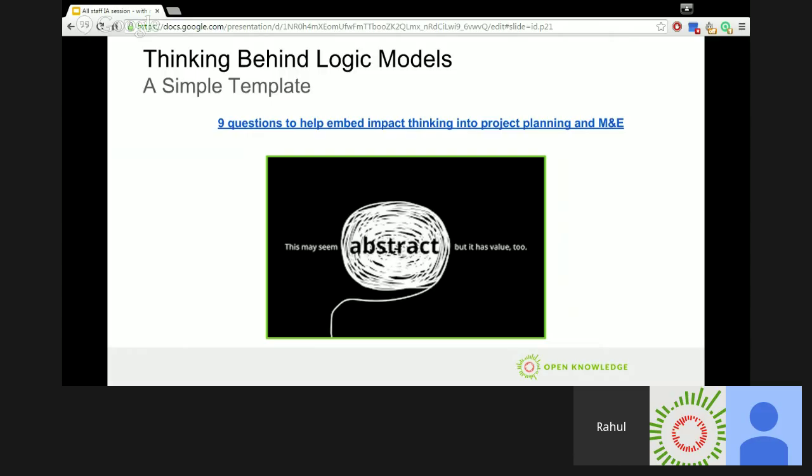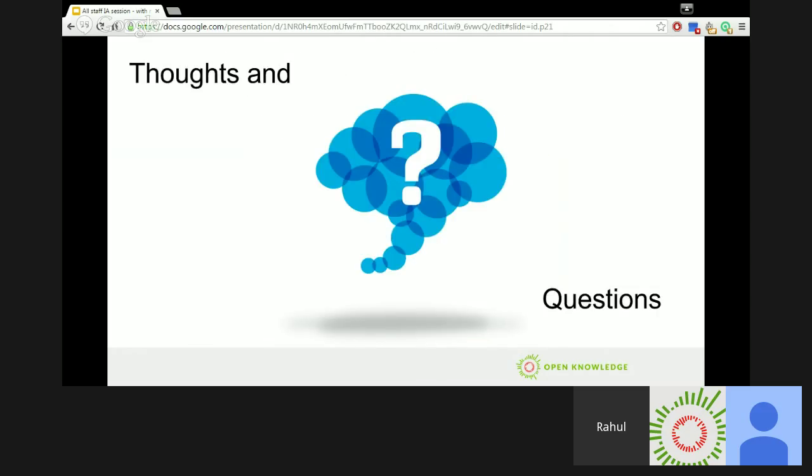So that's it for logic models. I'll be moving to the next section after this. There's a chance for slide 12. Any thoughts and questions? Happy to deal with that now.